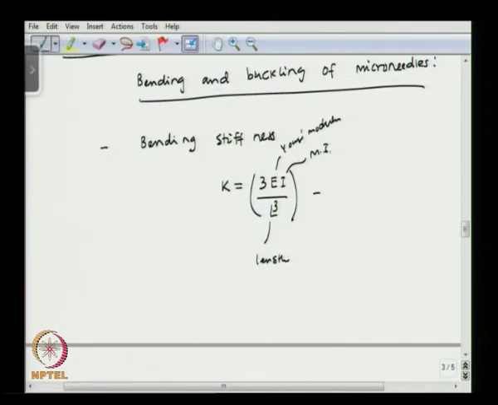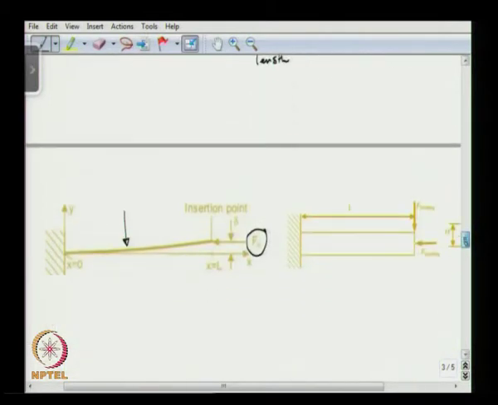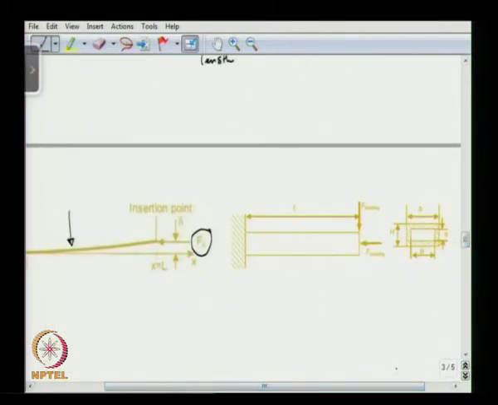So, we can write K as E over 4 L cube into B H cube minus b h cube. If you substitute for the moment of inertia of a rectangular cross section, then you can write the expression for the stiffness. The rectangular cross section is a hollow needle, because we will have a drug or fluid present inside, and the dimensions are here.